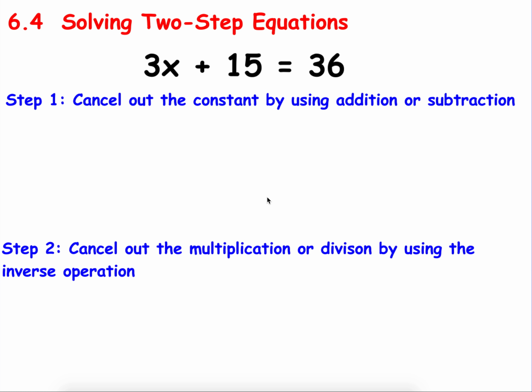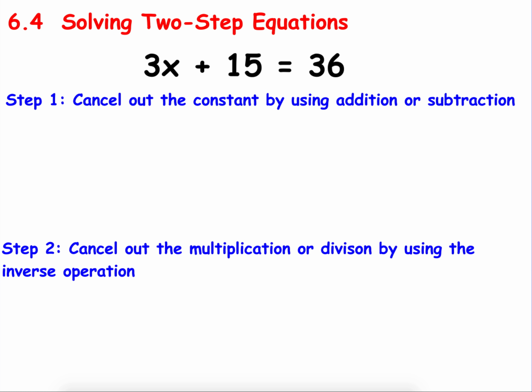Now, this right here is a two-step equation. So what we're going to do is the same thing as solving a one-step equation, except now we have to take more than one step to solve it. That means we have to do multiple operations in order to get the variable by itself.